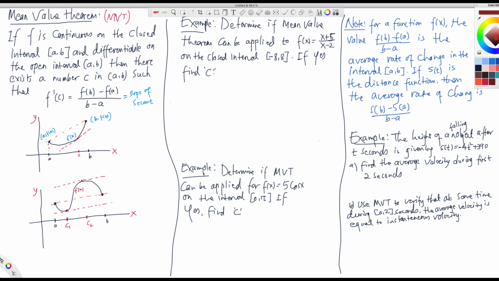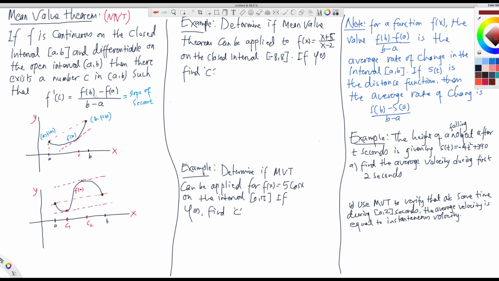So the slope of the line joining this point and that point is f(b) minus f(a) over b minus a, that is, y2 minus y1 over x2 minus x1. That's the slope, right? So if a function is continuous on the closed interval [a, b] and differentiable on the open interval (a, b), then you will be able to find a point c between a and b such that the tangent line at c is parallel to the secant line, because the slope is equal to the slope of the secant line joining the endpoints.